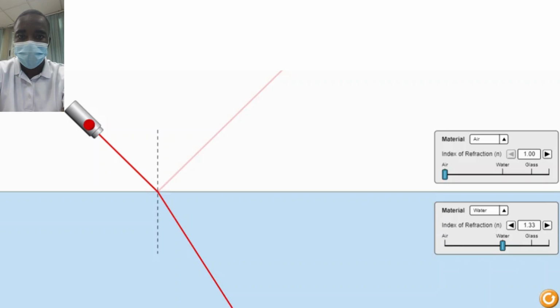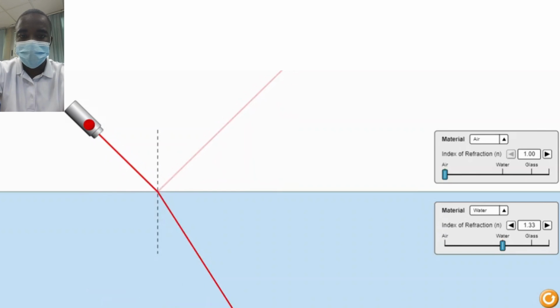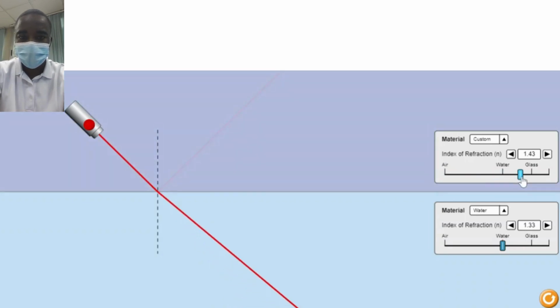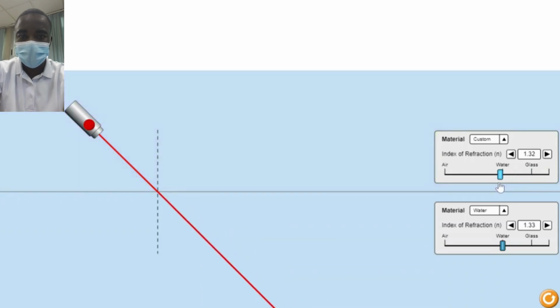The Bending Light Simulation is an interactive educational tool designed to help students understand the principles of refraction and dispersion of light. This simulation allows students to explore how light bends when it travels between two media with different indices of refraction. By providing a hands-on and visual approach, the simulation enhances students' understanding of the fundamental concepts of optics.